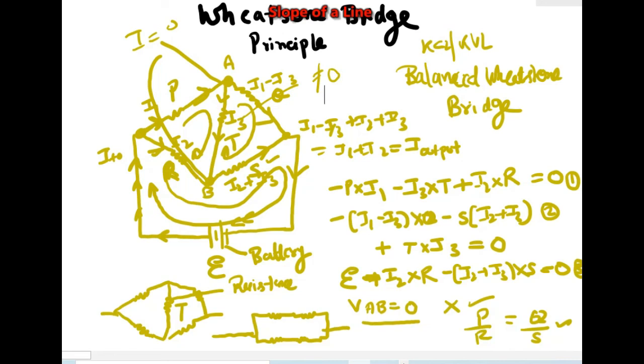I hope you found this useful. You can go through these complete three equations of KVL, put I3 equal to zero because there is no current in the arm AB, and derive the expression that P by R is equal to Q by S.